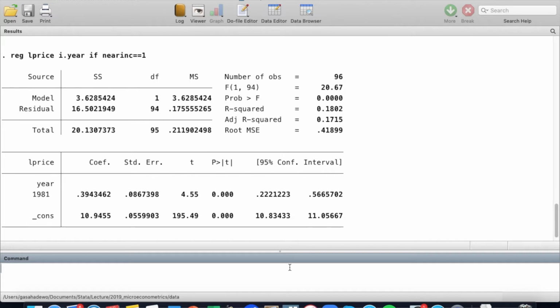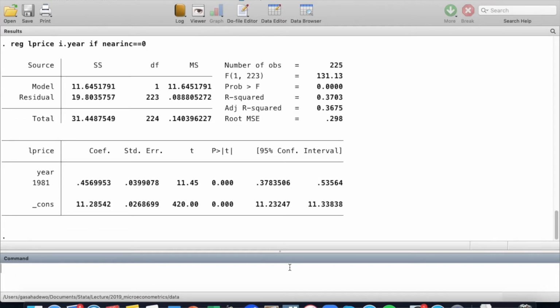Now, just to give you a hint on how we're going to proceed with this analysis, let's do the same analysis. However, instead of looking at houses near the incinerator, let's look at houses far away from the incinerator.